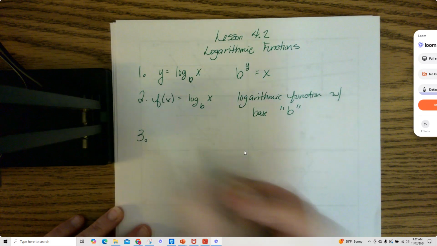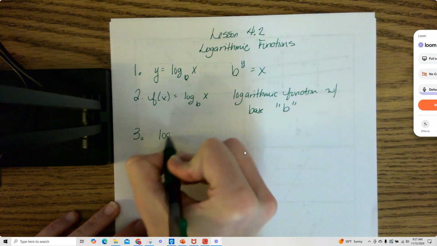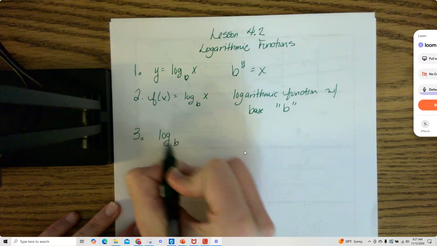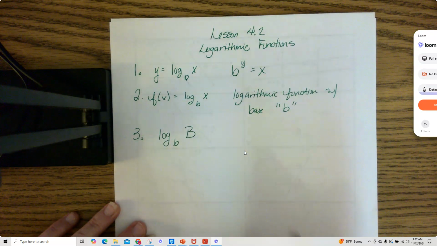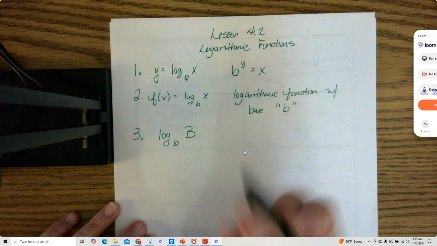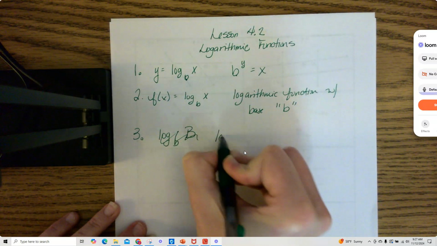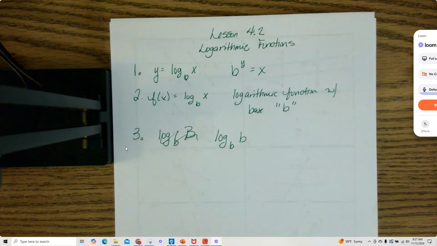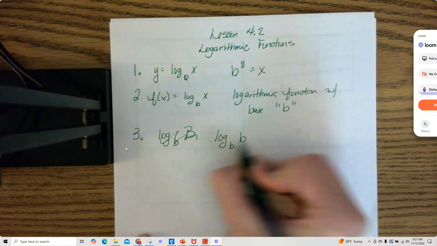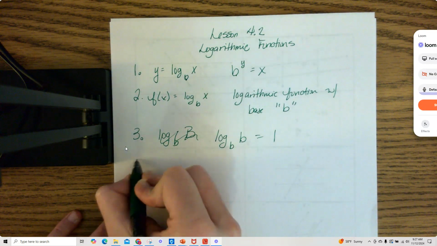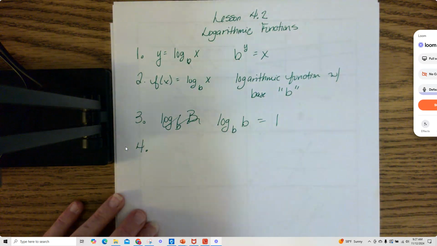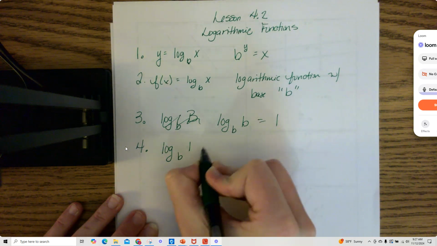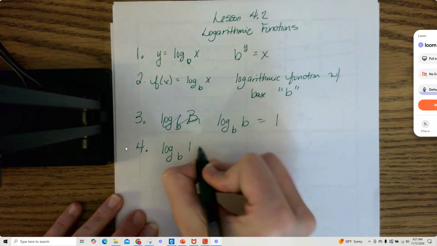Okay. 3. Log base b of b is equal to what? Well, there's another b, a big b. Oh, it's lowercase. Okay. Equals 1, right? If the base is the same as this, it equals 1. Okay. 4. Log base b of 1 equals 0. Log of base b of 1 is 0.